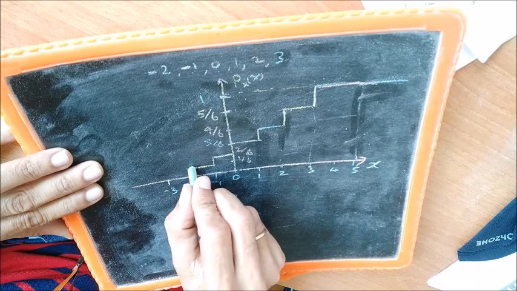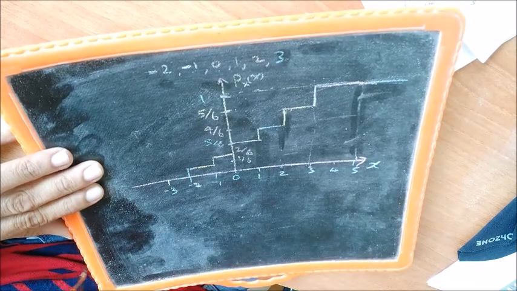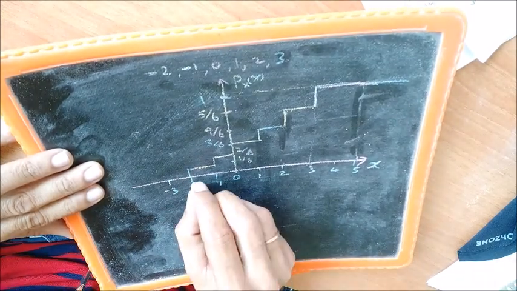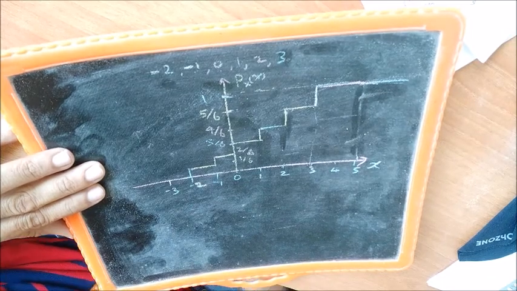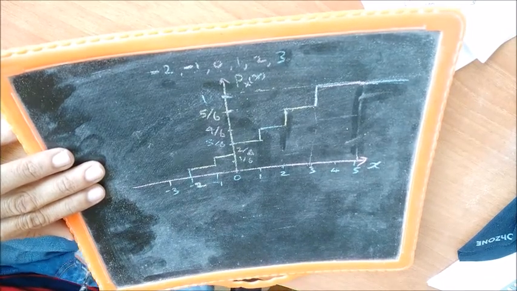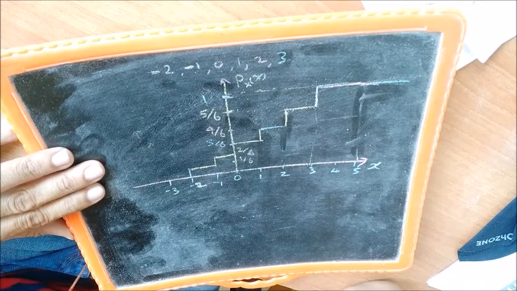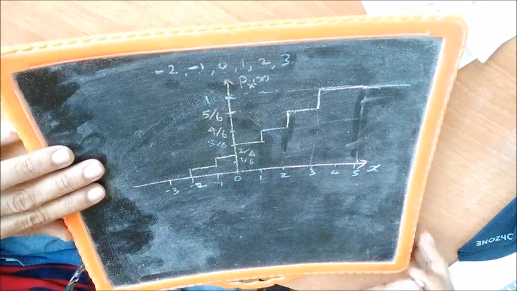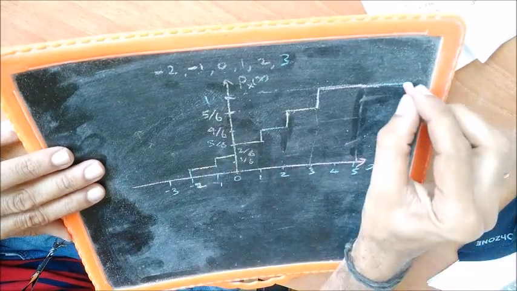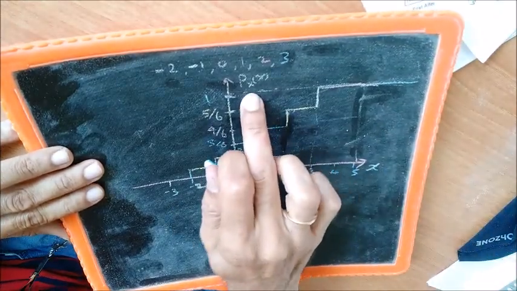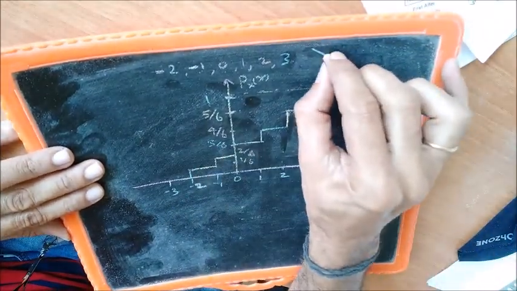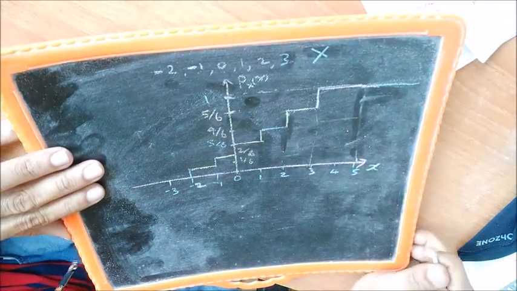And the moment you cross minus 2, it drops to 0. Because if you ask yourself what is the probability that I roll this die and end up getting an outcome which is less than minus 2, the answer is 0, because you will never get less than minus 2. So this is how the probability distribution function of this random variable is going to look.